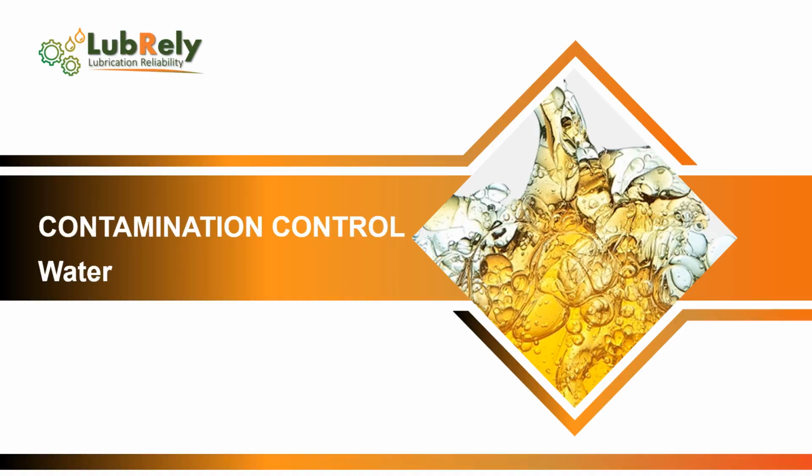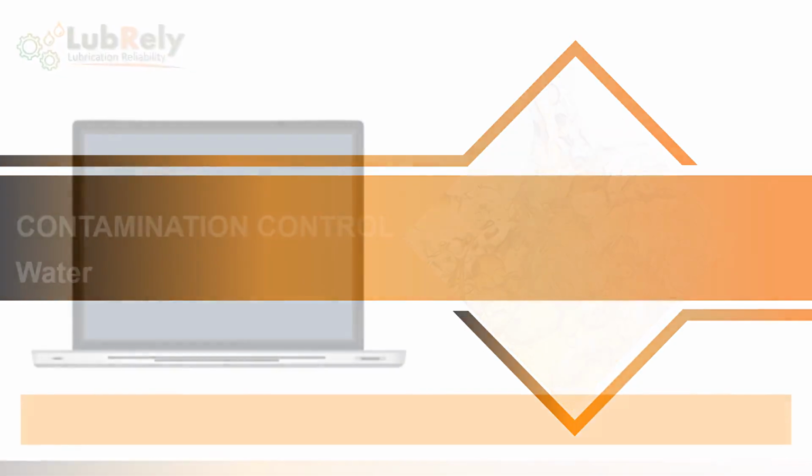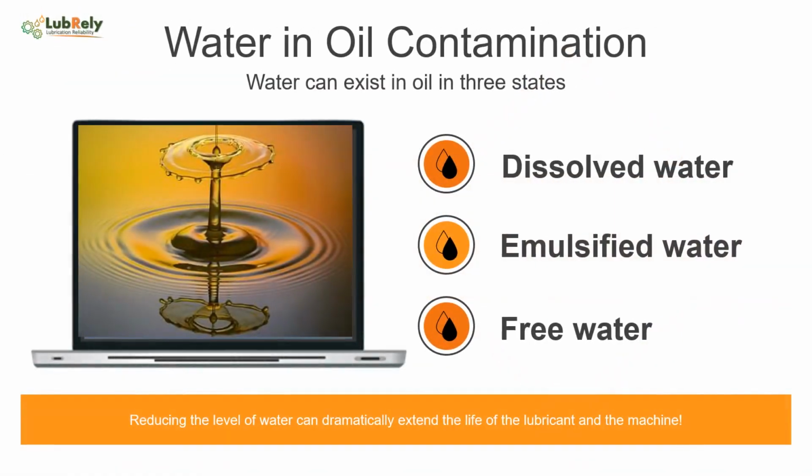Much has been said about particle contamination and its effect on component longevity. However, in lubricants, water is the second most destructive contaminant behind particles. It causes issues such as rust, decreased load carrying capacity, and permanent degradation of the lubricant. In previous lessons we memorized that water can exist in oil in three phases: dissolved, emulsified, and free water.